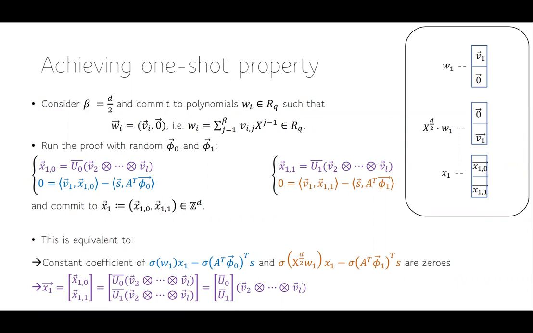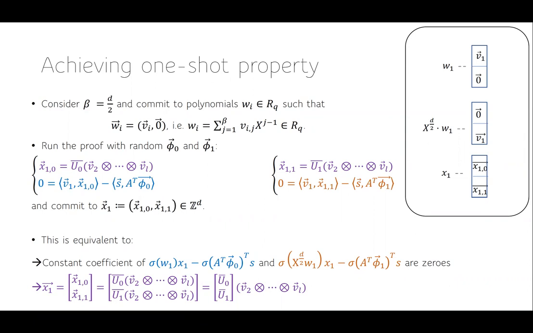Then we focus on the orange part. I want to say that this orange equation is equivalent to the constant coefficient of sigma of x to the d over 2 times w1 times x1 minus sigma of a transpose phi 1 transpose s being equal to 0. It's a similar idea. We just need to show that the inner product of v1 and x11 is equal to the inner product of x to the d over 2 times w1 and x1. We can see it here: the coefficient vector of x to the d over 2 times w1 is 0 followed by v1, so the inner product with x1 is 0 times x10 plus v1 times x11. And then to prove these things, we can just use the framework.